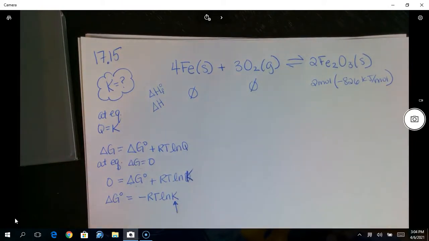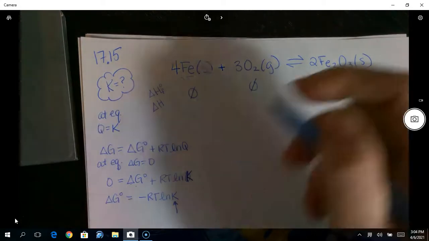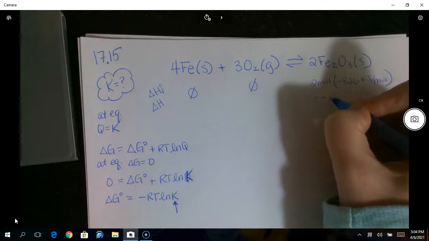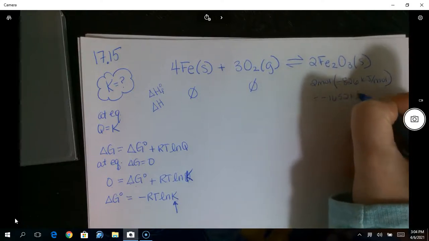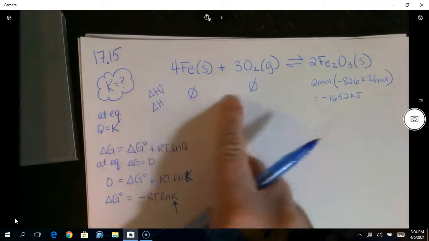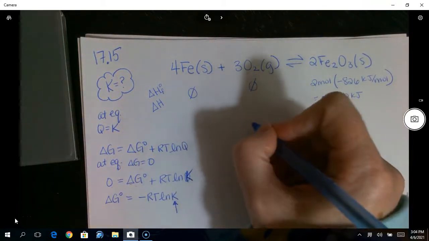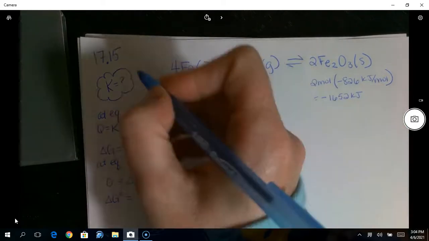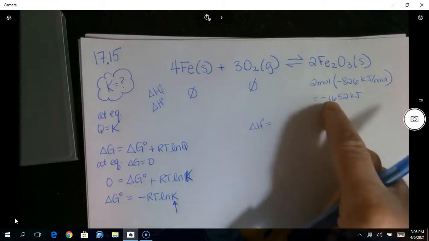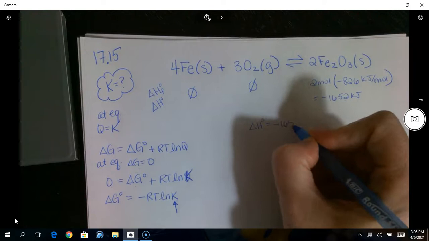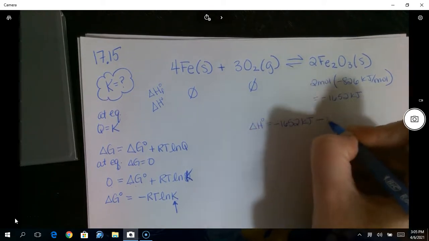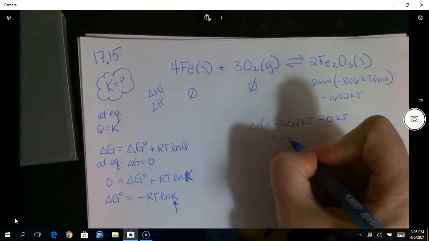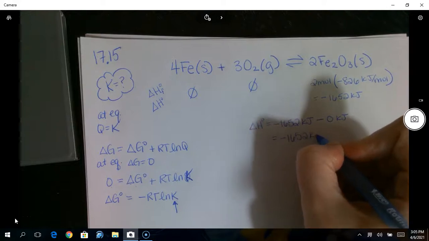So 826 times 2 gets us, and this is negative because I have a negative 826, 1,652 kilojoules. We have final minus initial, well, I have 0 as my initial. So standard delta H equals, apologies, I forgot my standard, final minus 0, because that's overall 0 over here, so negative 1,652 kilojoules.